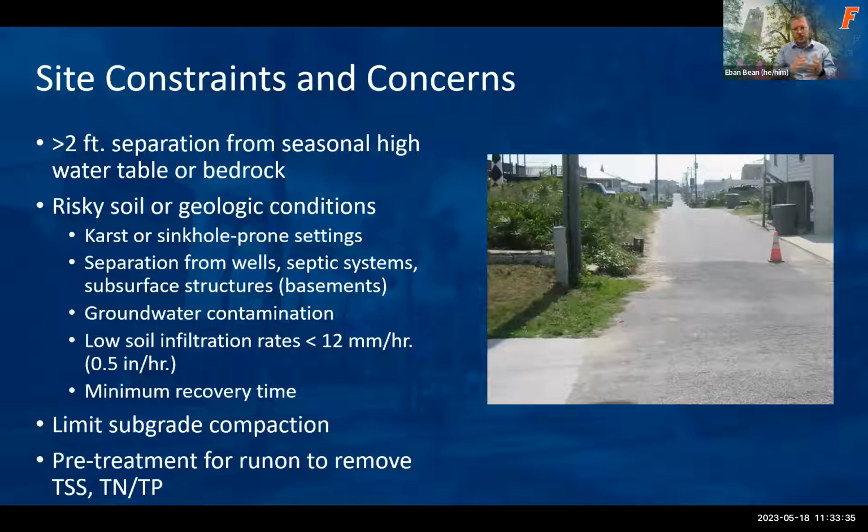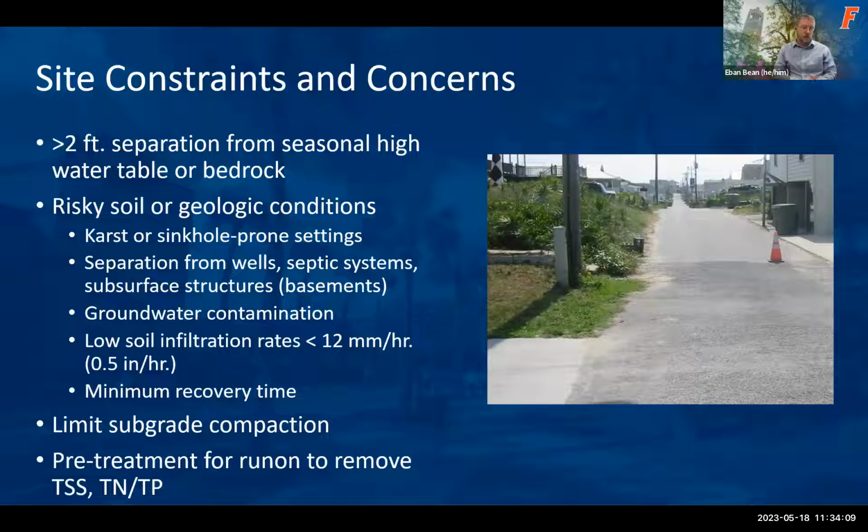The subgrade compaction, there's a really fine point here where we need to have the subgrade stable for the loading that's going to be transferred from the pavement surface down to the soil below. But we don't want to over compact it to where we reduce that infiltration rate. That's really the fine line here: we want it compacted so that it's stable, but not over compacted to where water is no longer able to infiltrate.